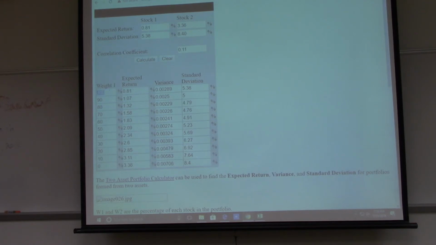Now you see, this is 100% in Walmart, 0% in Amazon, 90% in Walmart and 10% in Amazon. This is 80% in Walmart, 20% in Amazon. So 50% in Walmart and 50% in Amazon. So return should be 2.09, and standard deviation is 5.23%.